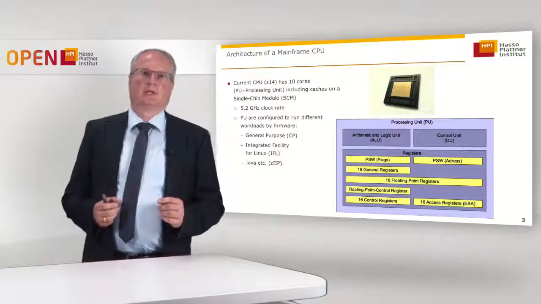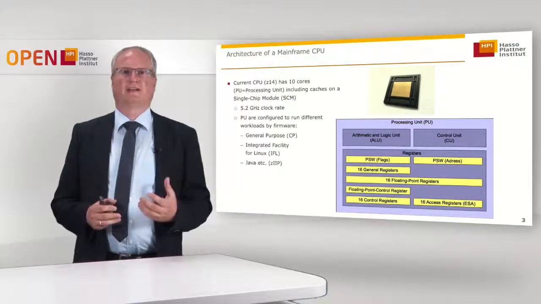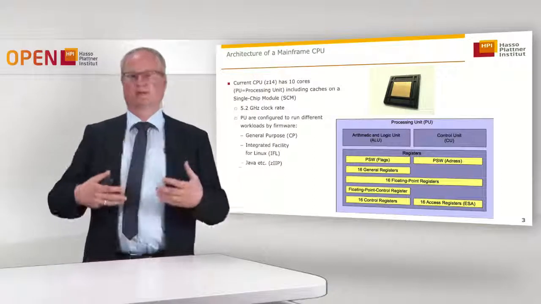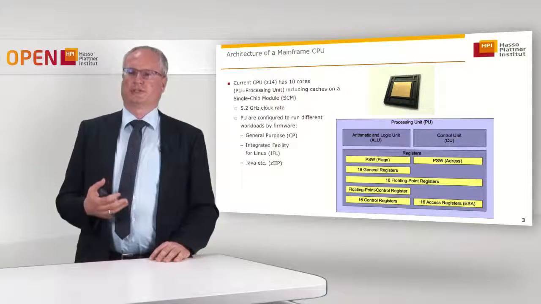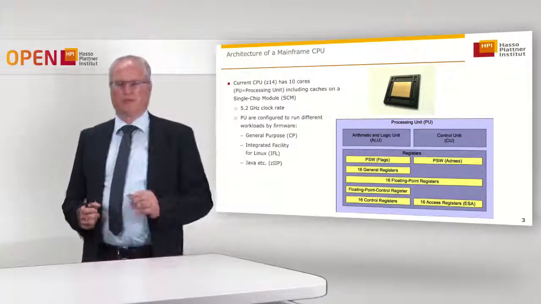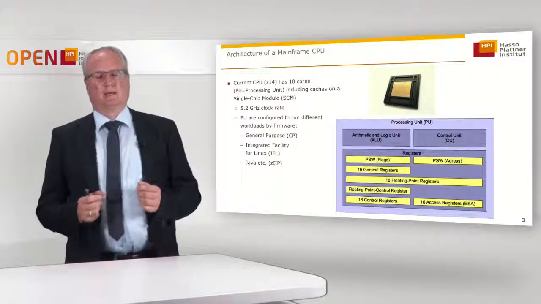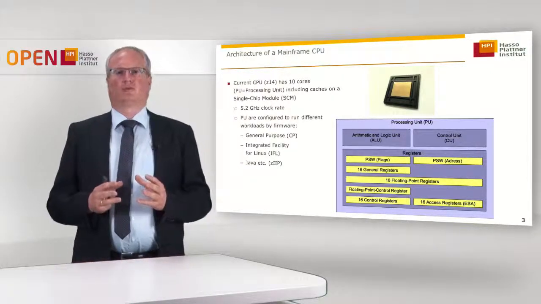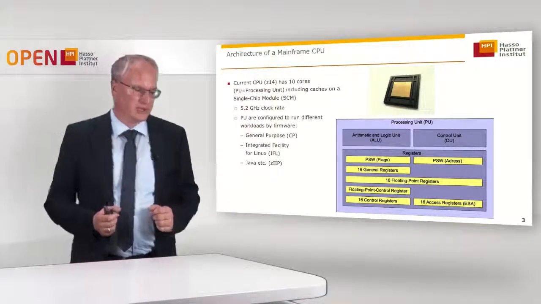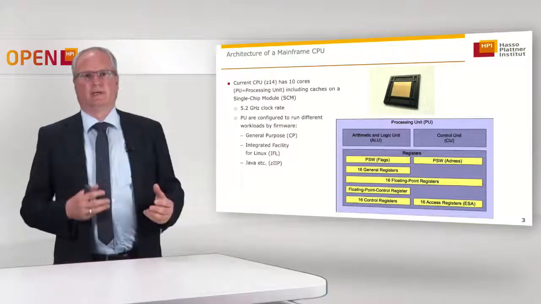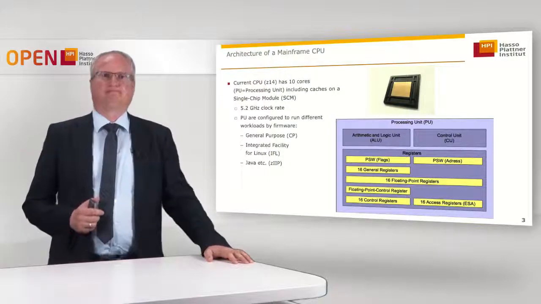But there are also special purpose PUs, like for example the IFL, the Integrated Facility for Linux. This is a PU that just runs Linux and its applications. Of course, this is only sort of prohibited by firmware because the physical CPU is the same. But this allows IBM to license these CPU cores with a different, much more cost-effective price, for example. So it's basically an issue of licensing and pricing.